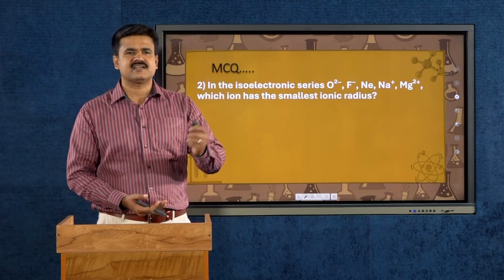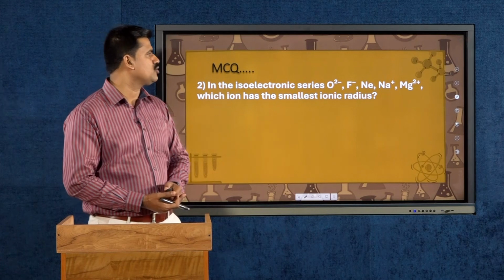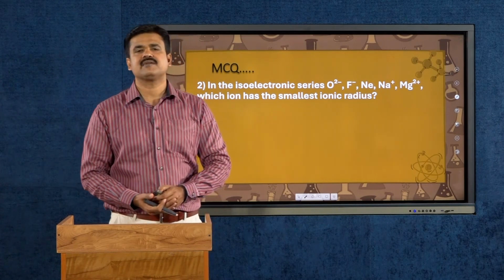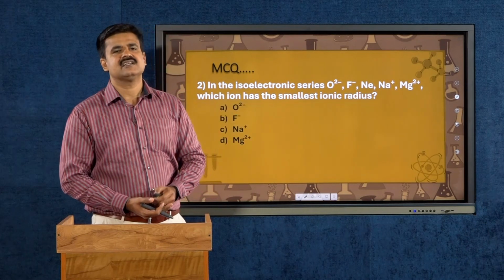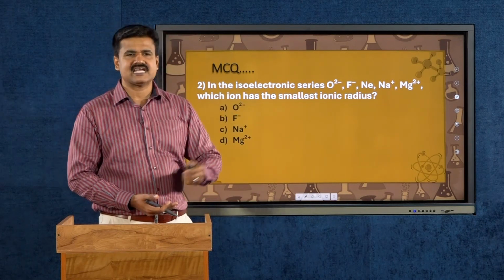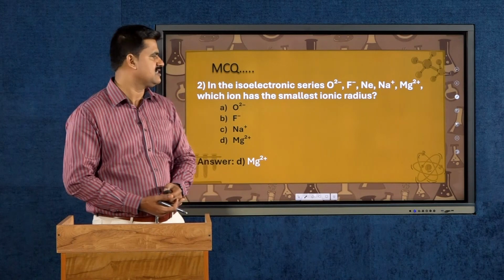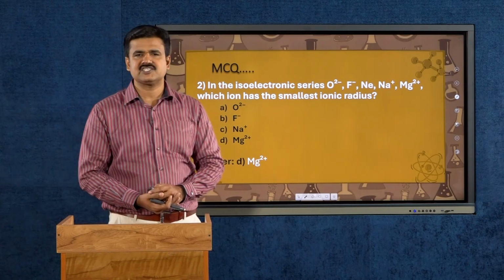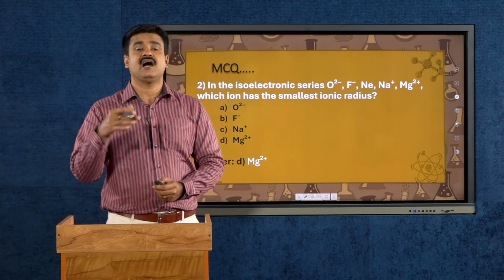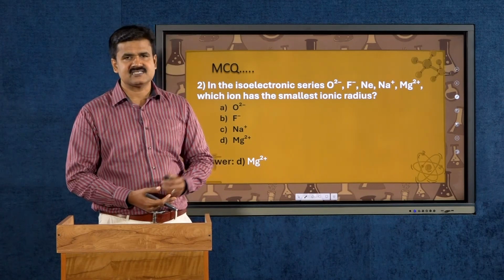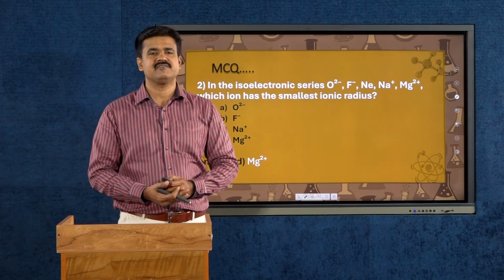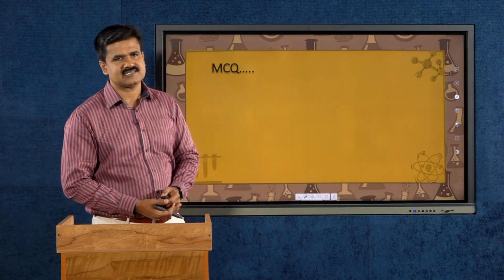And this is another MCQ. In the isoelectronic species O2-, F-, Ne, Na+ and Mg2+, which ion has the smallest ionic radius? These are the options in front of you. This is a direct question. You can arrive at the answer that option D is your answer, Mg2+, which is associated with high nuclear charge. Higher the nuclear charge, smaller will be the size. So, Mg2+ is associated with a very small ionic radius.